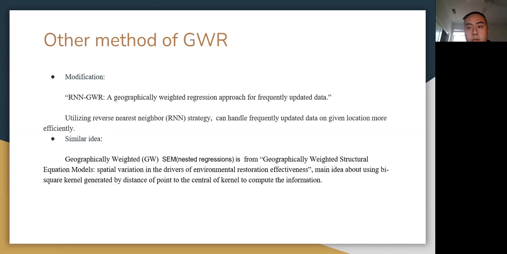And this is our classification of the measurement. This is our classification of data processing.